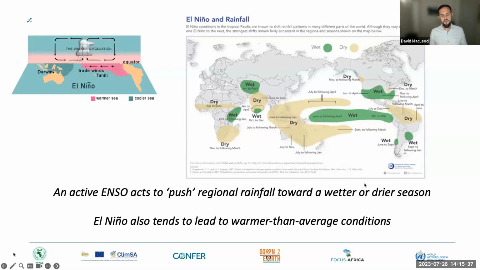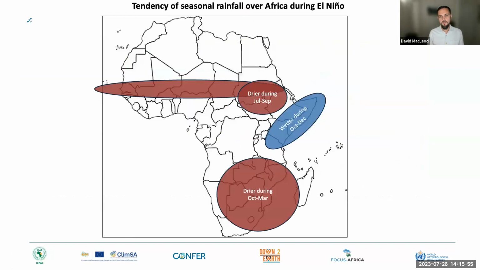So when there's an active El Niño, it pushes rainfall towards this pattern. It's not a guarantee, but it increases the chance. It also tends to lead to warmer than average conditions. El Niño generally increases temperatures everywhere, and we'll talk a bit more about that later. So this is our schematic for over Africa. When there's an El Niño, we might expect wetter conditions from October to December, drier from October to March in the south, and drier in the Sahelian region.